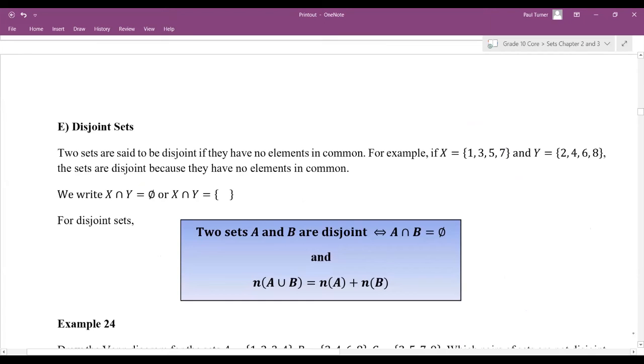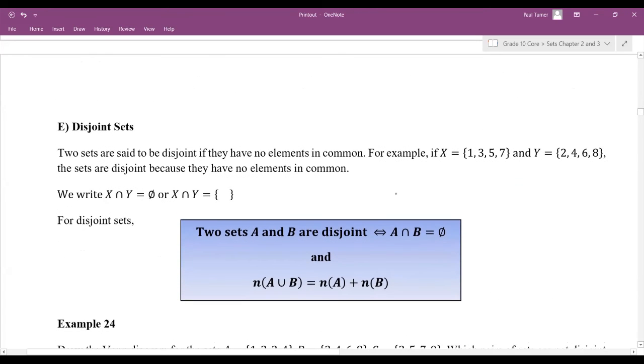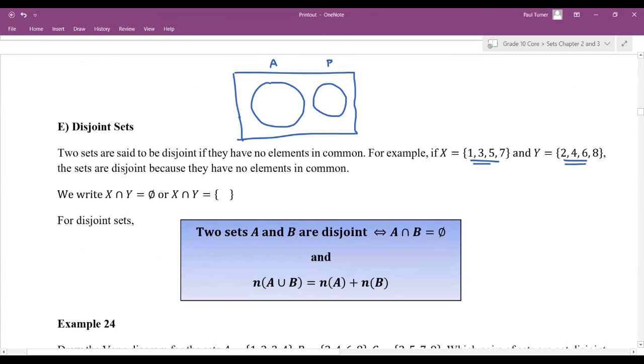Let's do this section, disjoint sets. Okay, so this is enough. We've already seen this already. When, for example, you have two sets, 1, 3, 5, 7, and 2, 4, 6, 8. So if you make a Venn diagram, you'll see clearly that the sets don't have any shared elements. That's A and B. So put A in, 1, 3, 5, 7. B is 2, 4, 6, 8. There's no universe that we know of, so there's no numbers outside. So we can see that the sets have no shared elements.